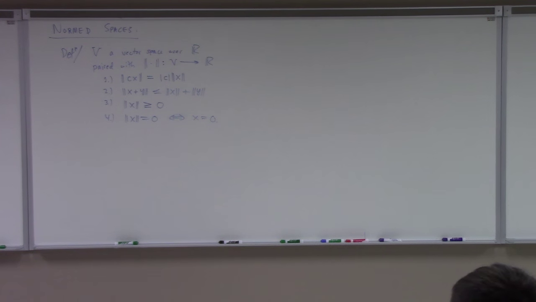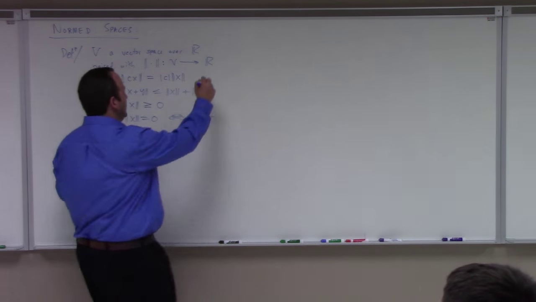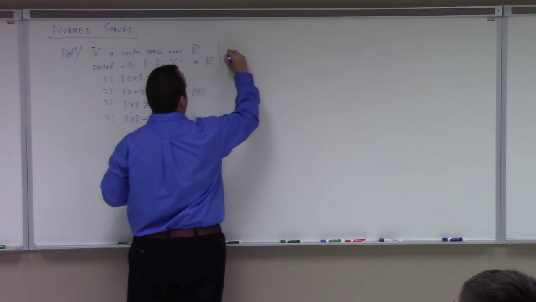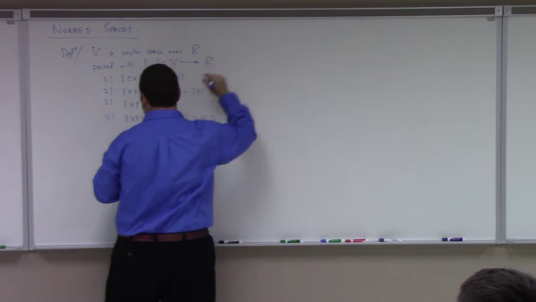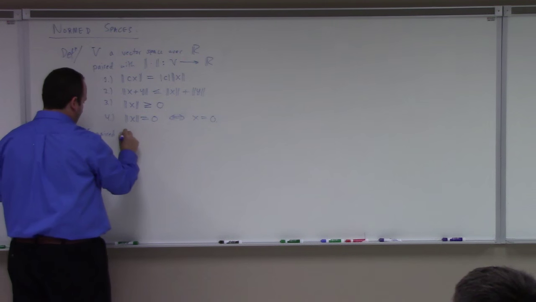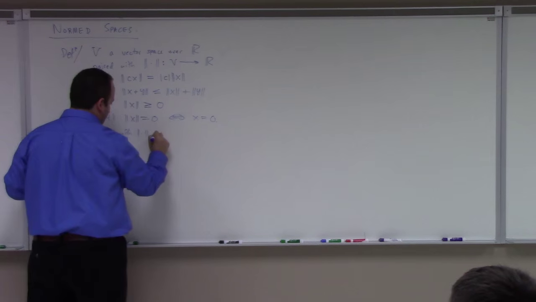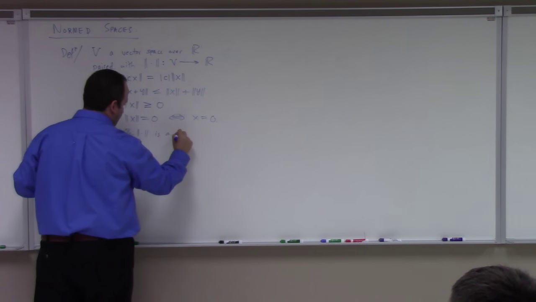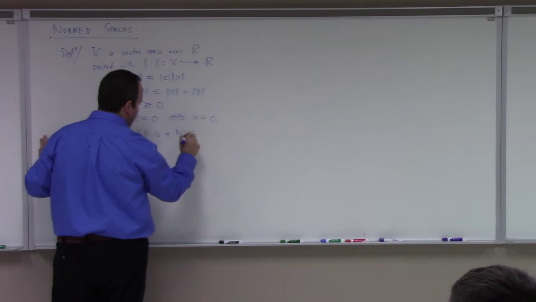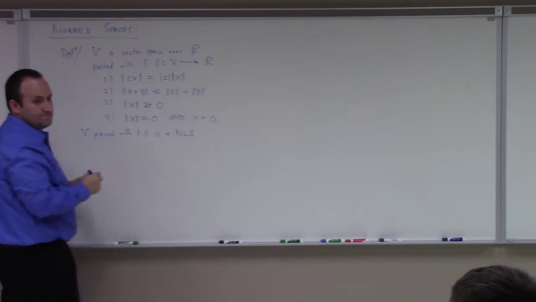A vector space with a norm is called a normed vector space. Or if we want to be a little bit Russian in our lingo, we could say that all of this together, V paired with the norm, is a normed linear space. So we'll call it an NLS, normed linear space.